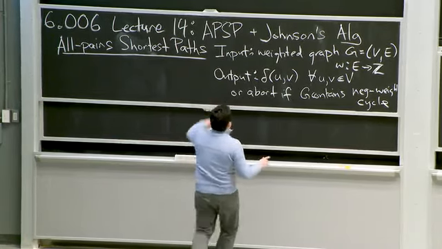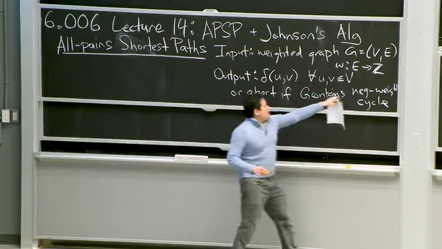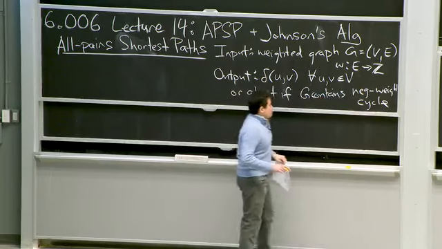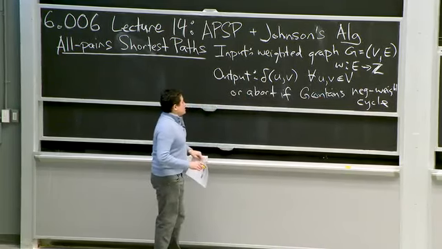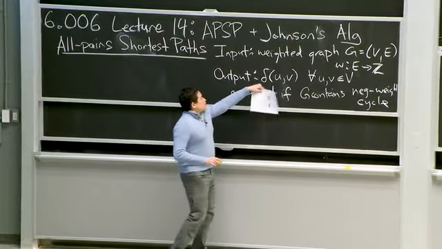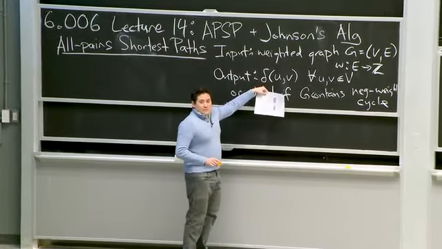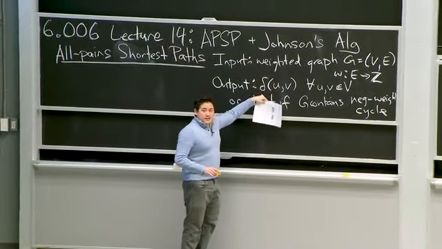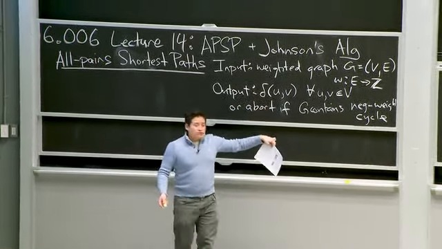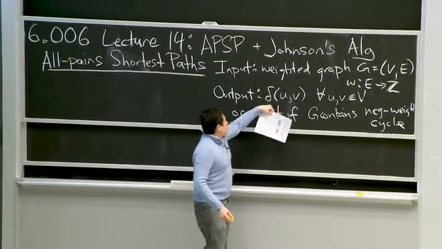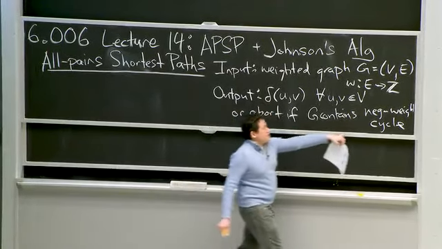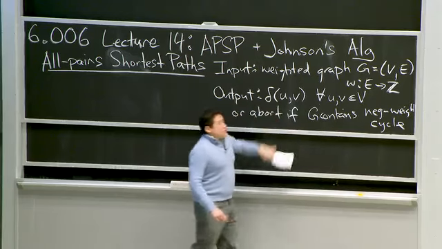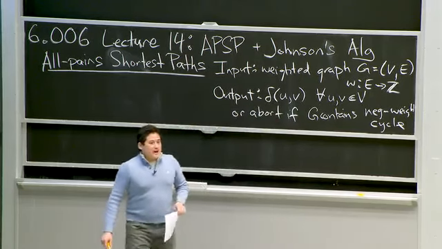If we have a graph, it could have negative weights, right? These are any integers, could include negative weight edges. But as long as all of our path distances are bounded from below, none of them are negative infinity, we don't have any negative weight cycles, then I want you to output all of these shortest path distances.